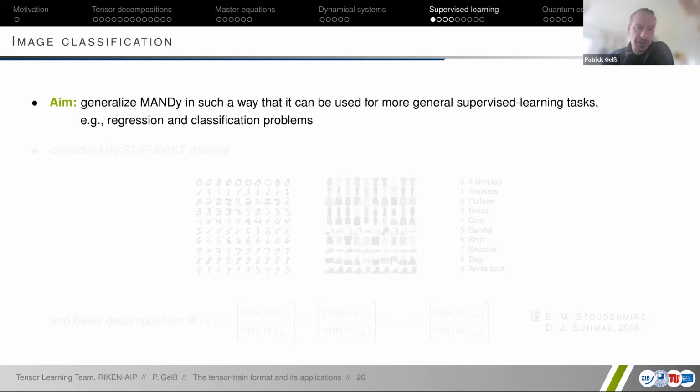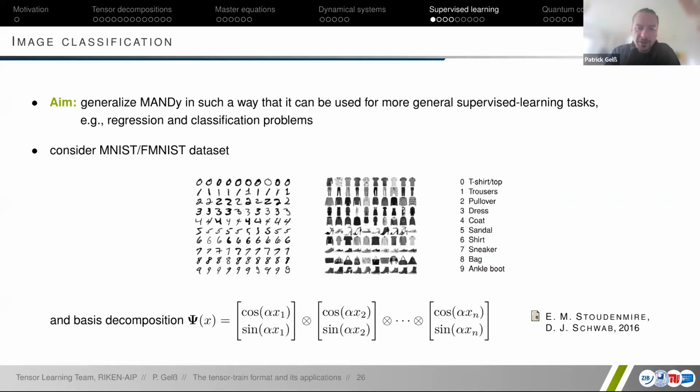In this case, image classification. So we take the MNIST data set, which consists of, I think, 40,000 or so handwritten digits, and also the Fashion-MNIST data set, which has pictures of clothes, but let's focus on the MNIST data set here. We take this data set, and for each pixel we define a different tensor core, given by cosine and sine of alpha times the corresponding pixel value. We are talking about grayscale here. This was an idea from colleagues. And so now we have our transformed data vector in the form of a tensor train.